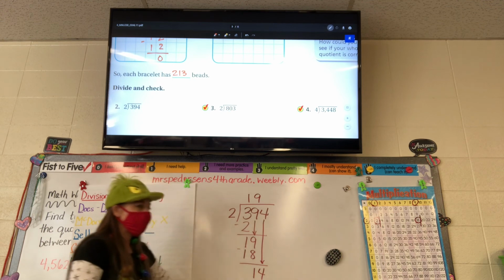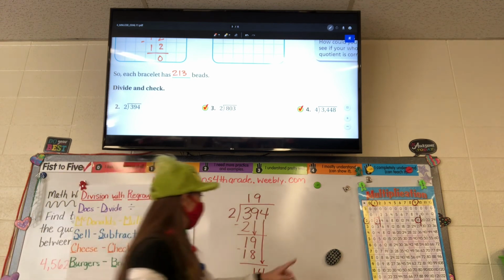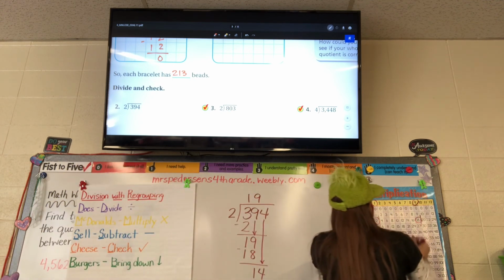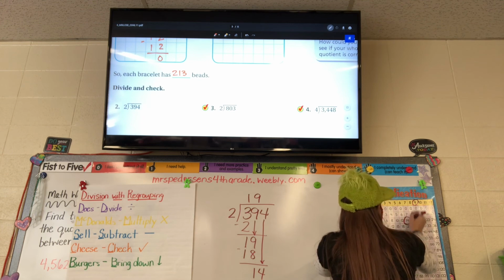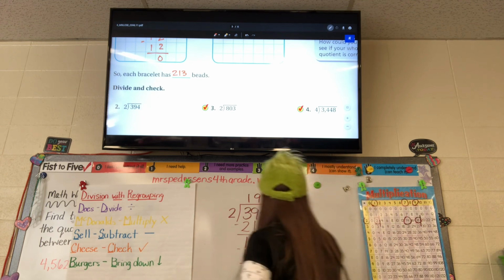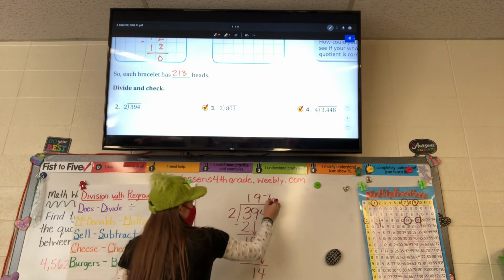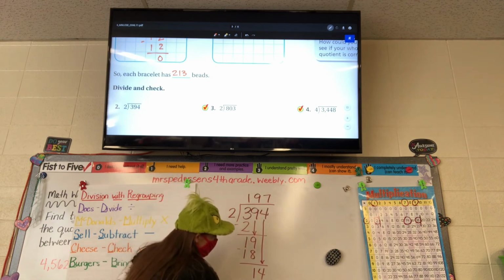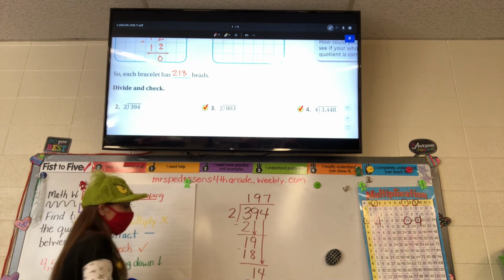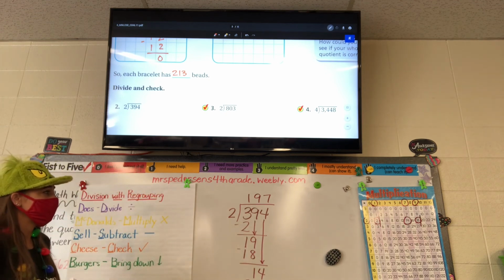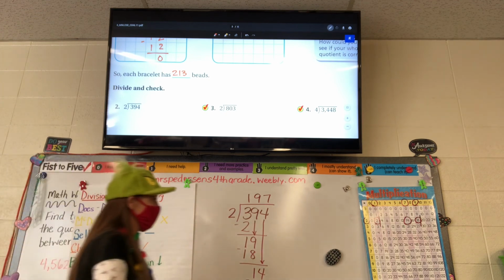After we bring down the 4, bring ourselves back over here to the 2 row and look for 14. There it is. Circle it. What do you write on top? 7. What do you write down low? 14. 14 minus 14 is 0. Is 0 less than 2? Yes. There's nothing left to bring down, so we are done.